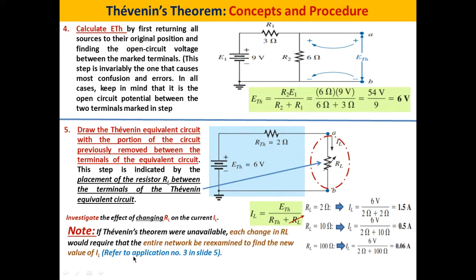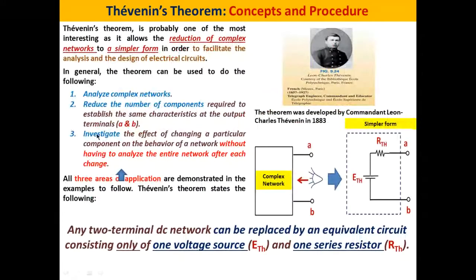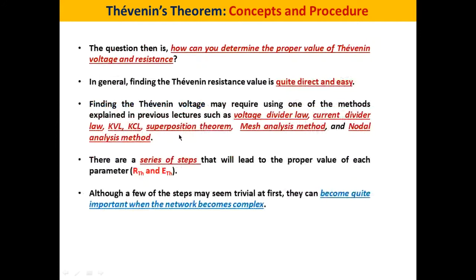IL. So this refers to application number 3 in slide 5. As you know, application number 3 states that we investigate the effect of changing a particular component on the behavior of the network without having to analyze the entire network after each change. So this is the advantage of converting the network into its Thevenin equivalent circuit, because it will facilitate the study later on.